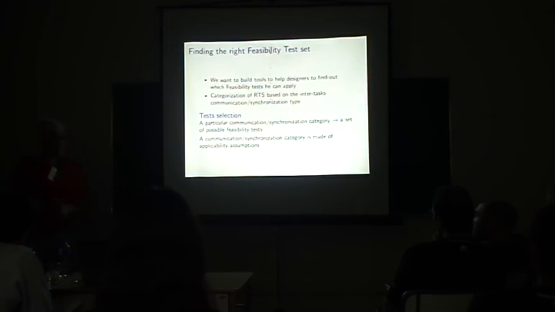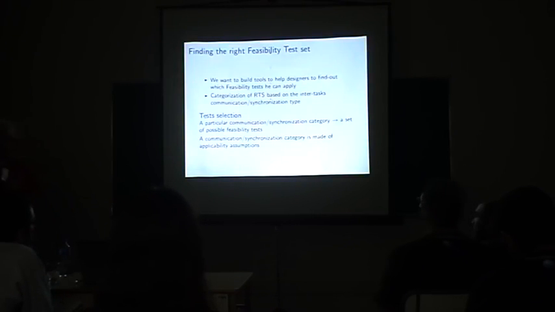Other members of the team have categorized the real-time systems following the way the tasks are exchanging data with each other, or synchronizing with each other. And for each categorization, we have a set of corresponding feasibility tests that can be applied. So if we can find which category an architecture meets, we can compute the set of possible feasibility tests that the designer can use.